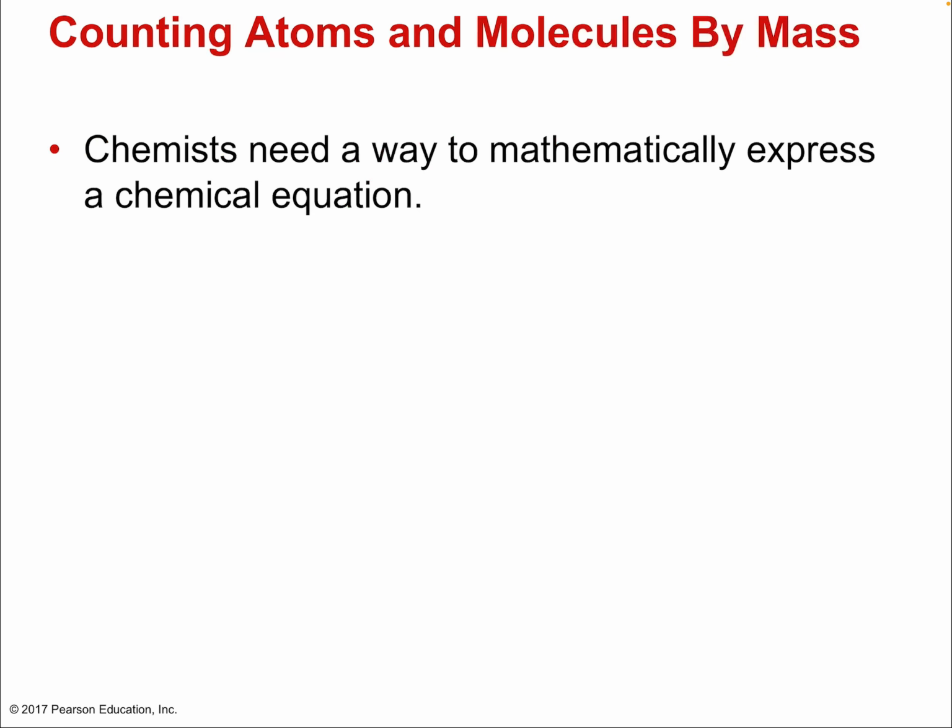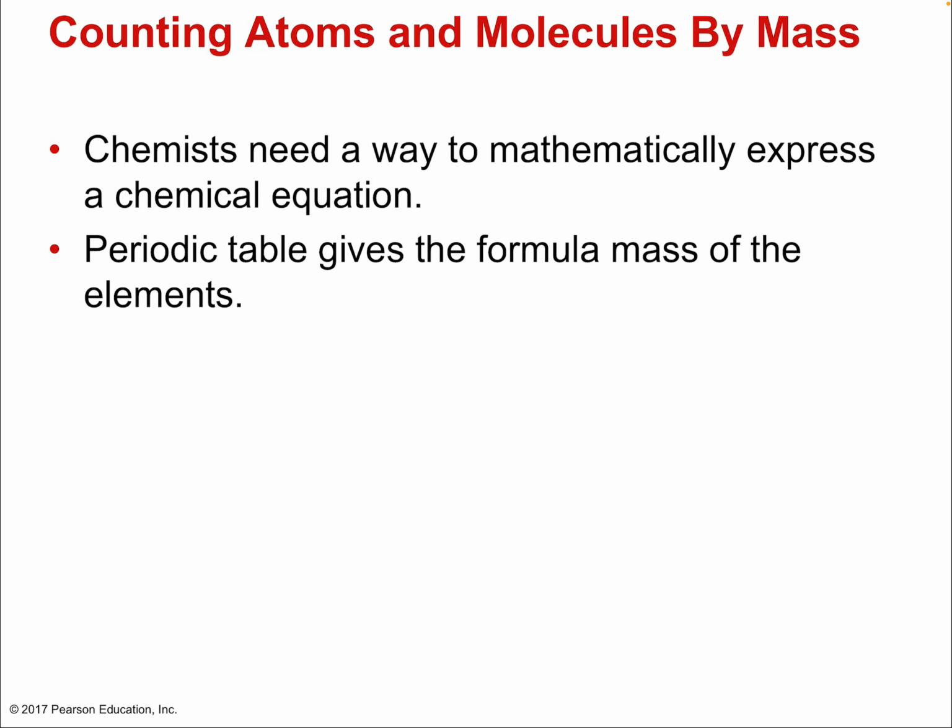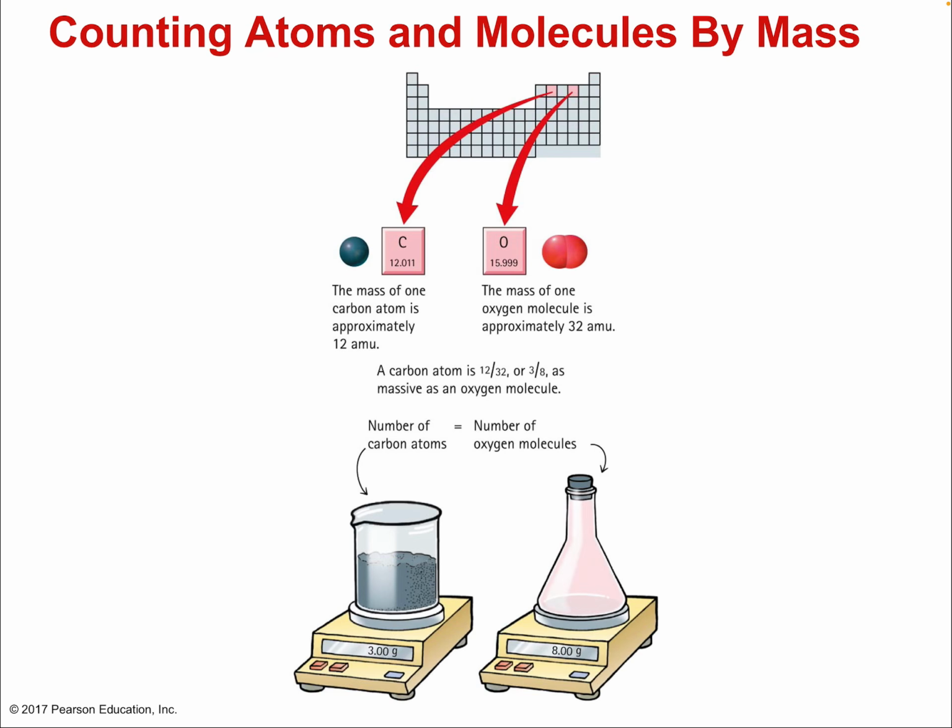Okay, so chemists need a way to mathematically express a chemical equation. The periodic table gives the formula mass of the elements. So we've seen the periodic table before, which is good because it's worth seeing more than once. Now we're going to put it to use here in the context of these balanced chemical equations. And a couple examples and a bit of review, because we have talked about the idea of a mole and Avogadro's number before, but it's okay if you don't remember, because you don't necessarily have to go back and rewatch it, because we're actually going to go over it again here.